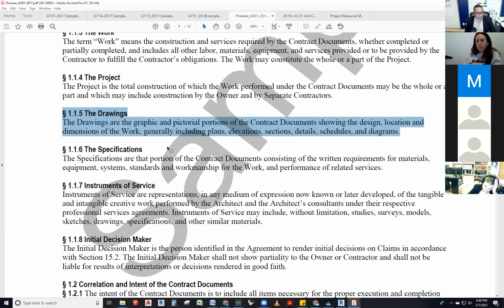So again, I would memorize this. The drawings are the graphic and pictorial portions of the contract document showing the design, location, and dimensions of the work, generally including plans, elevations, sections, details, schedules, and diagrams.